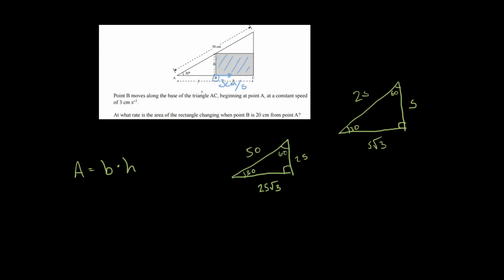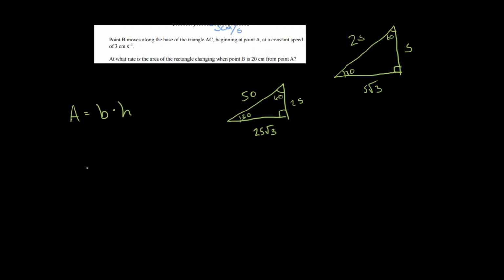Awesome. So what did we just find out? We just found out that the distance from here to here is 25 root 3. And if this distance is B and this distance is Y, then I can describe the length of B as 25 root 3, the entire distance, minus whatever Y is, right? So I'm going to write B is equal to 25 root 3 minus Y. Awesome. So now it's in terms of Y.